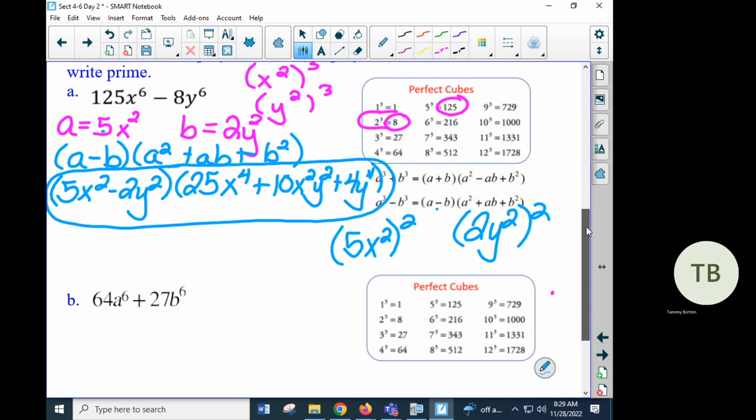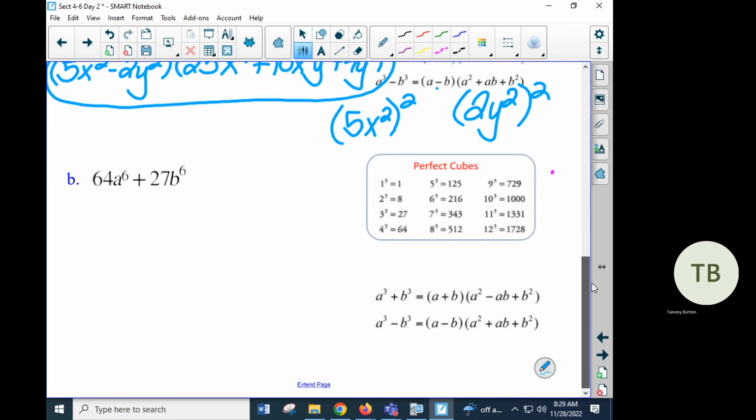They do get a little more confusing when you have the 6th power. Now this one here is plus, and notice a to the 6th. With sum or difference of cubes, they can be to the 3rd or the 6th power. And 64 is here and 27 is here. So what I would do then is I'd say, what cubed would give me 64a to the 6th? 4 cubed would give me the 64.